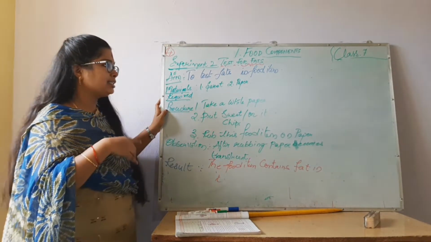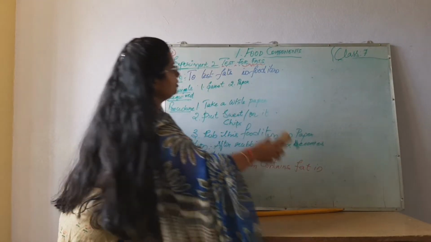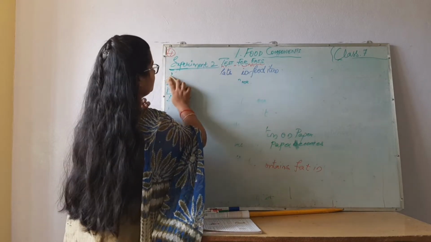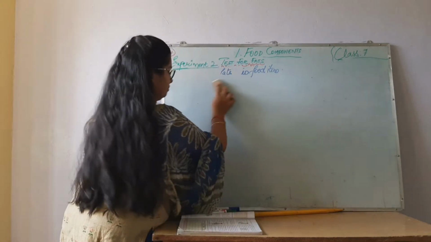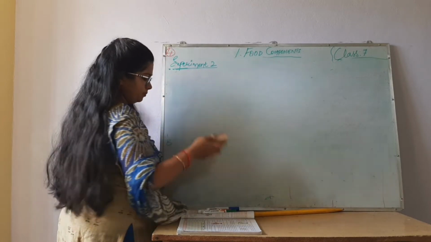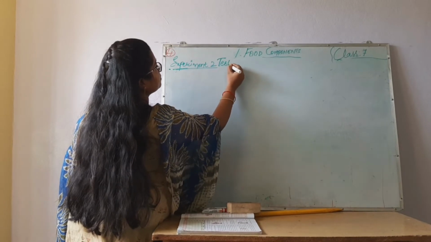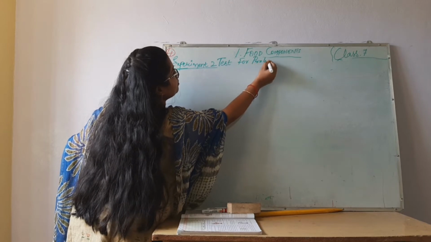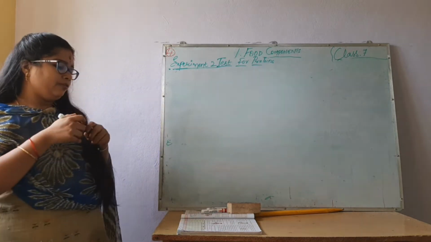And next, test for proteins. To test proteins, you have a somewhat big procedure. We will go into it. Next one is test for proteins. Proteins are also mainly found, isn't it? Mainly carbohydrates, fats and proteins are found in food items.